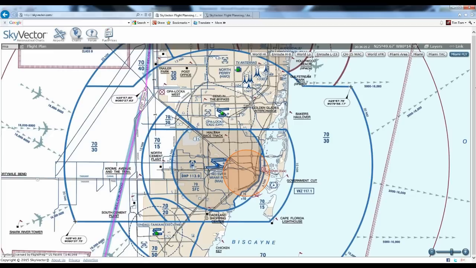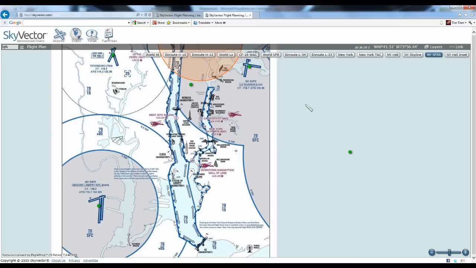So, yeah. Terminal area and fly charts, very, very useful, as well as the god-awful number of charts up here in New York.